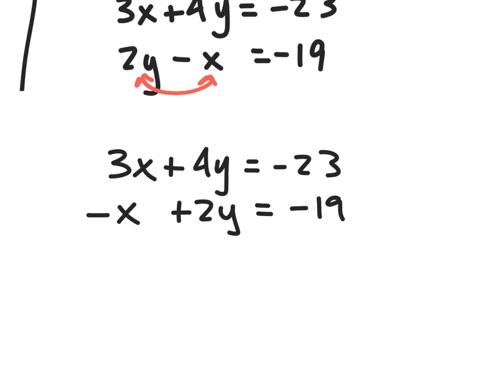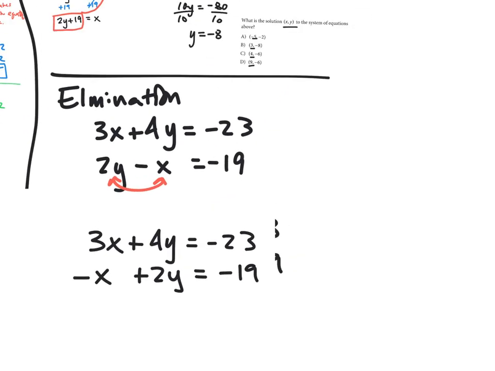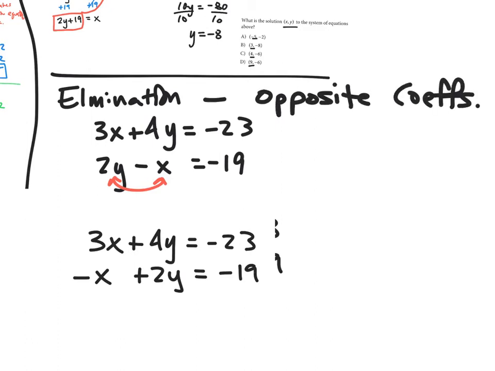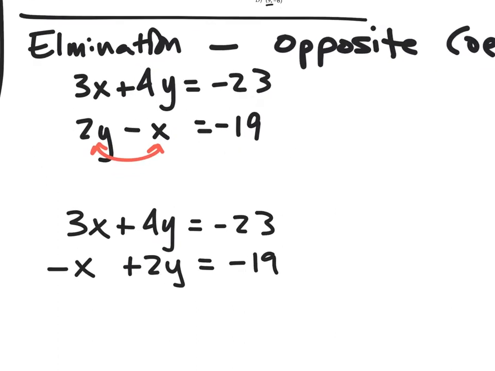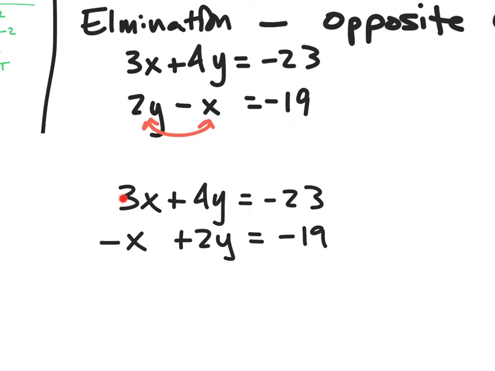Those of you that are pretty familiar with this, which one do you want to get rid of, x or y? The whole point of elimination is that we eliminate. You want to get rid of y? Okay. What you're looking for when you do elimination is opposite coefficients. Coefficients are the numbers in front of your variables. When I'm looking at this, I have a 3 and a negative 1. Here I've got a 4 and a positive 2.